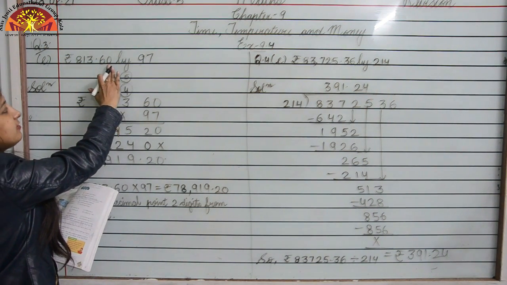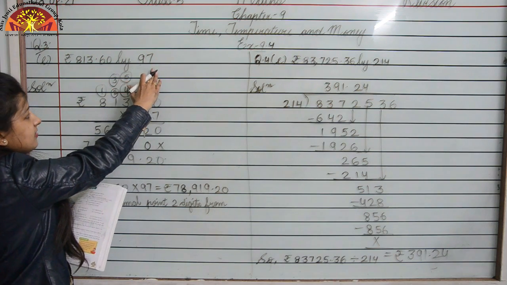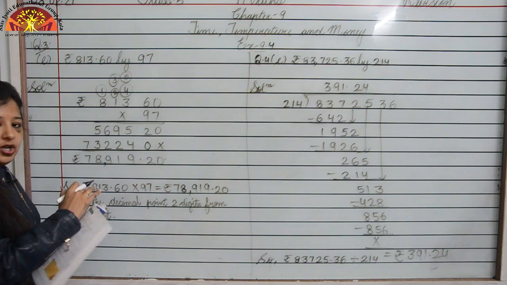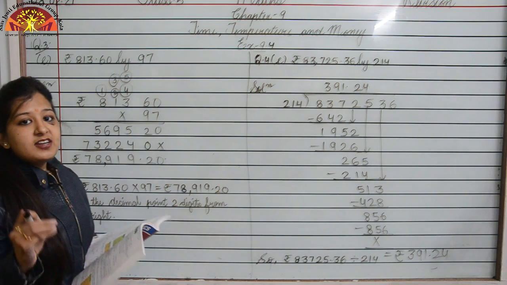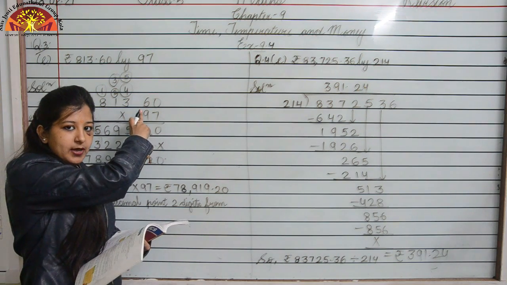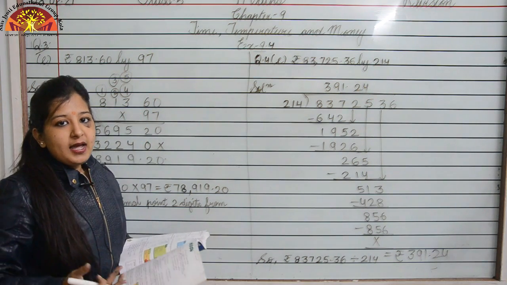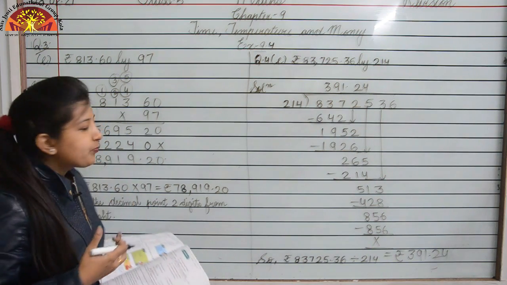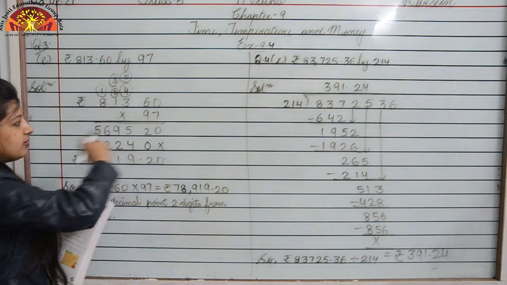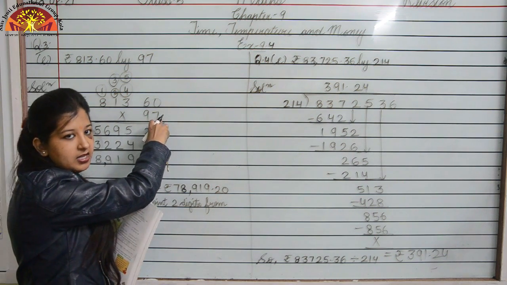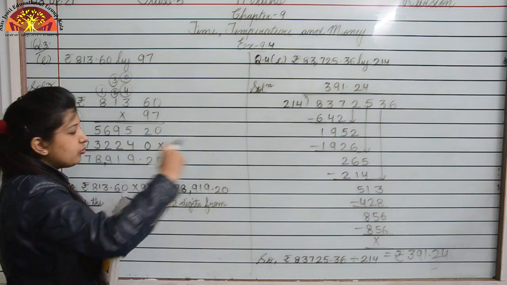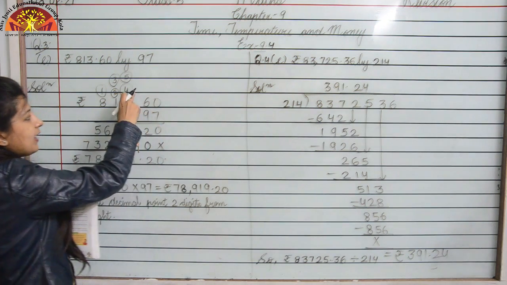813 rupees 60 paisa by 97. So students, we can remove the decimal in the solution, but don't forget to put the decimal in the answer. So students, I have already removed the decimal from here. Now we will start multiplying the given money. So students, here we will multiply 7 by all the numbers. So here 0 multiplied by 7 equals 0. 6 multiplied by 7 equals 42. So we will write 2 here and 4 carry over.